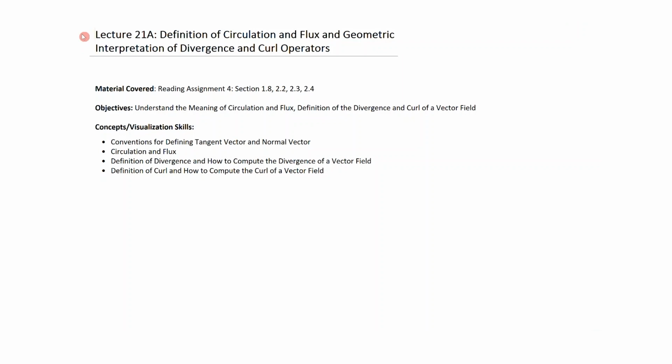The objectives are to understand the meaning of circulation and flux, and from this we're going to define what we call the divergence and curl of a vector field. This was for 2D as well as for 3D. The concepts and visualization skills, first of all, are conventions, specifically conventions for tangent vectors and normal vectors. Then the concept of circulation and flux, and then the definition of divergence and how to compute the divergence of a vector field, and finally the definition of a curl and how to compute the curl of a vector field.